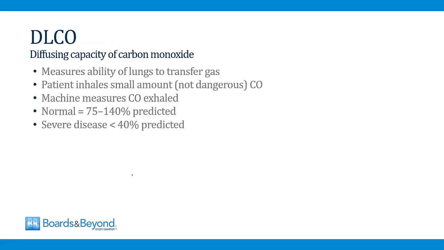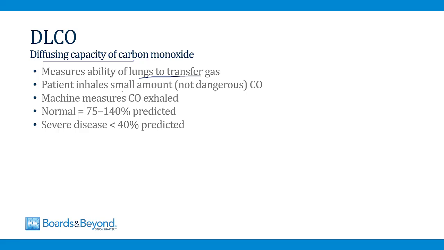So if someone has a restrictive pattern on their pulmonary function testing and you want to know whether the problem is interstitial lung disease or poor breathing mechanics, there is another measurement you can make to help differentiate those two, and it's called the DLCO, or the diffusing capacity of carbon monoxide. This is a test that measures the ability of the lungs to transfer gas.